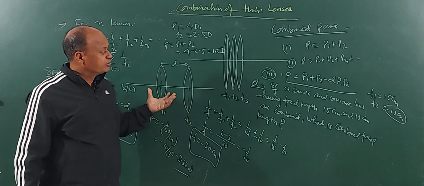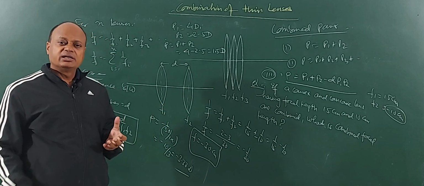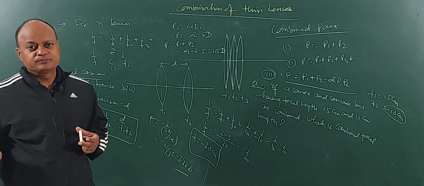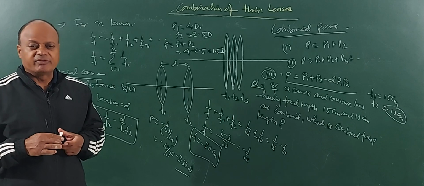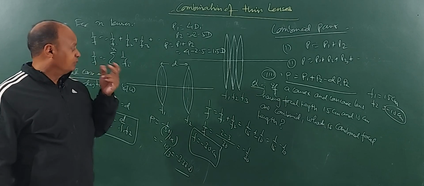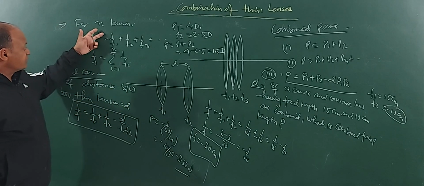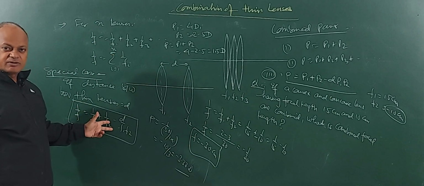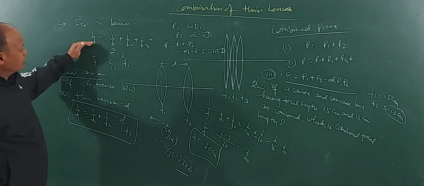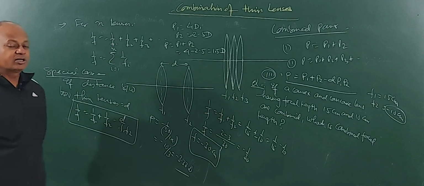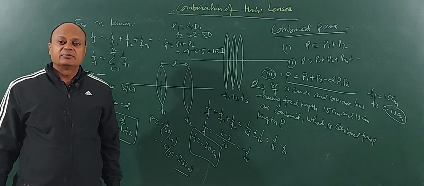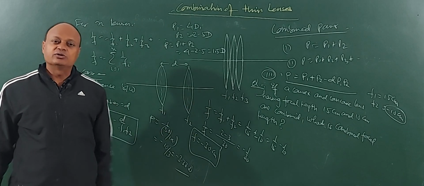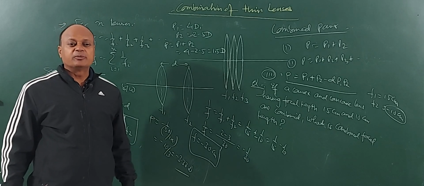Clear? So we found the combined focal length when two thin lenses are combined together, and the combined power. If the lenses are in contact, I am going to use this formula. If the lenses are separated by a distance, I am going to use this formula. Clear? So lenses in contact will act like parallel resistances. Okay, children? So in this short video, we have discussed only the combination of thin lenses.